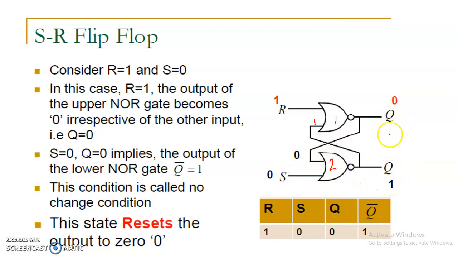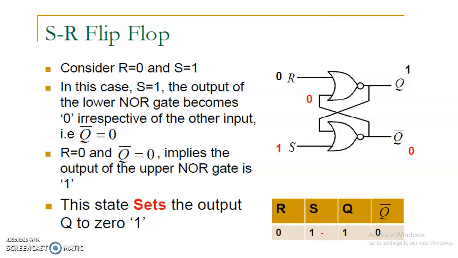Now if I try out with Q equals 1 and Q bar equals 0, my output always will give me 0 value. This condition is called the reset condition. Now next, I can try out the set condition, where S is 1 and R is 0, and Q is considered as 1 and Q bar is considered as 0.